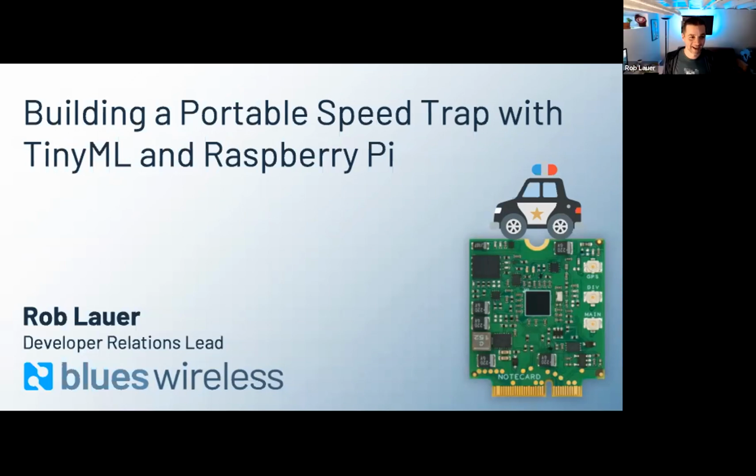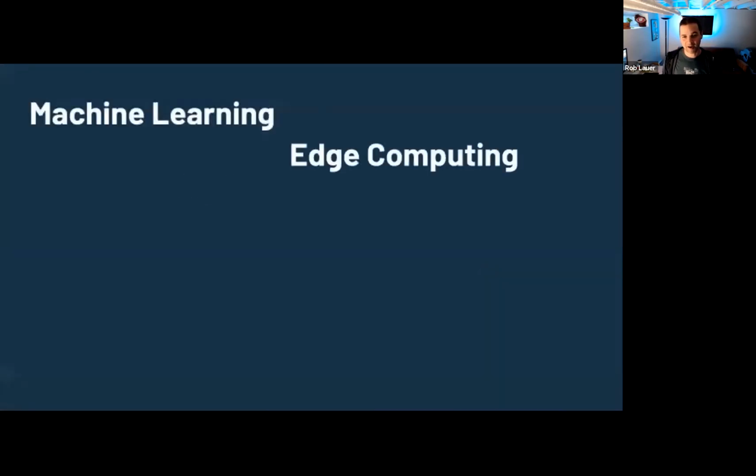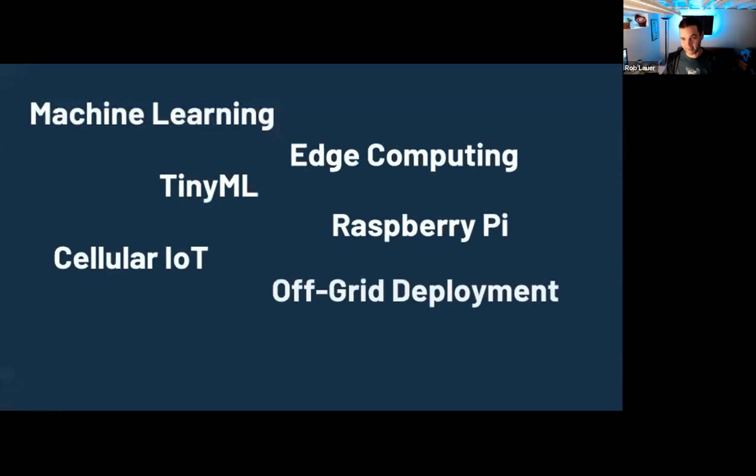Awesome. Thank you, Caroline. Hi, everyone. Thanks for having me here today. Welcome to this little lunch and learn as we cover a pretty silly slash useful slash pragmatic topic, and that being machine learning on the Raspberry Pi. But of course, it's through the lens of a kind of ridiculous but still fun project, building a portable speed trap.